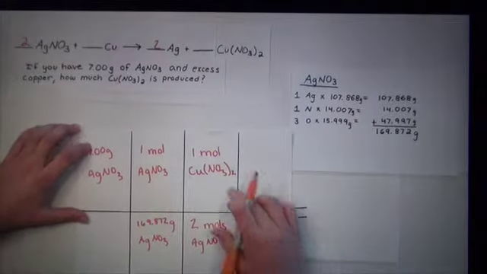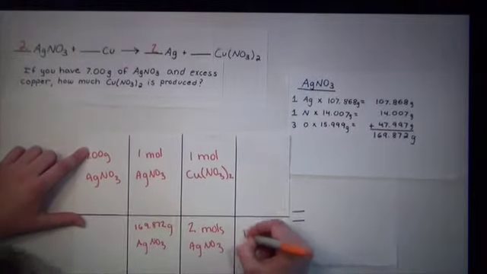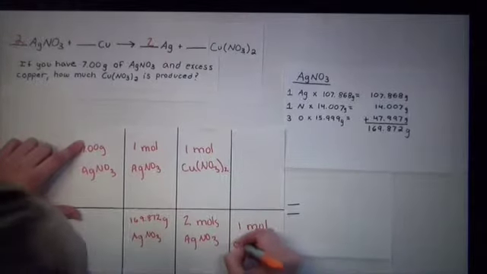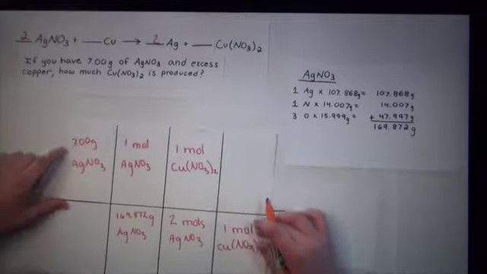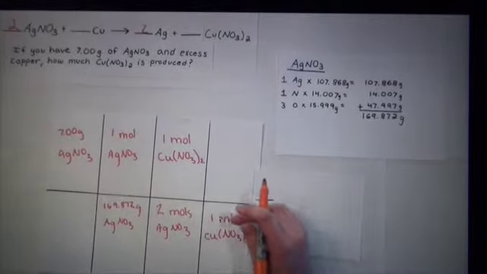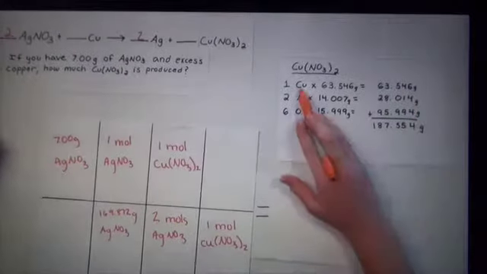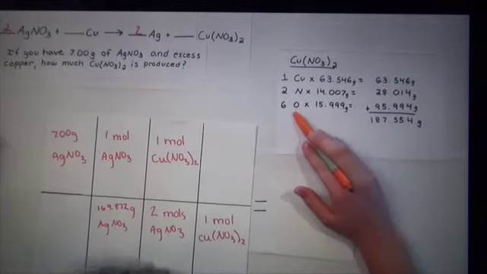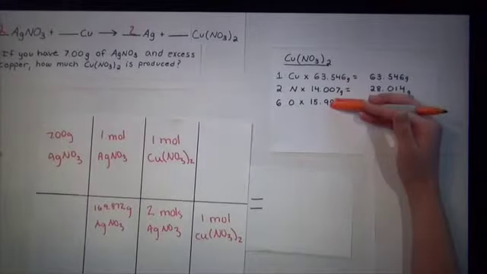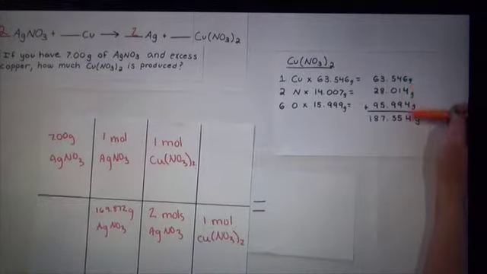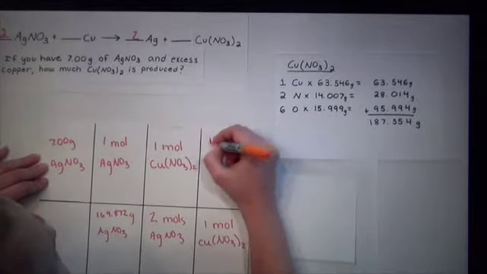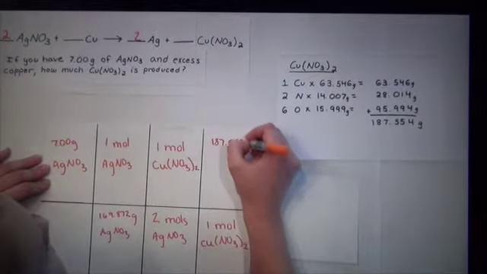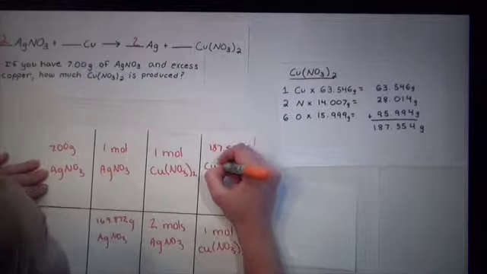So now we have to make copper into grams. So we start with 1 mole of copper 2 nitrate, and we have to figure out what 1 mole of copper 2 nitrate is in grams. So here, we have the molar mass calculations. We have 1 copper, 2 nitrates, and 6 oxygens. So this is what 1 of each is. Then after multiplying, we get a total of 187.554 grams of copper 2 nitrate.